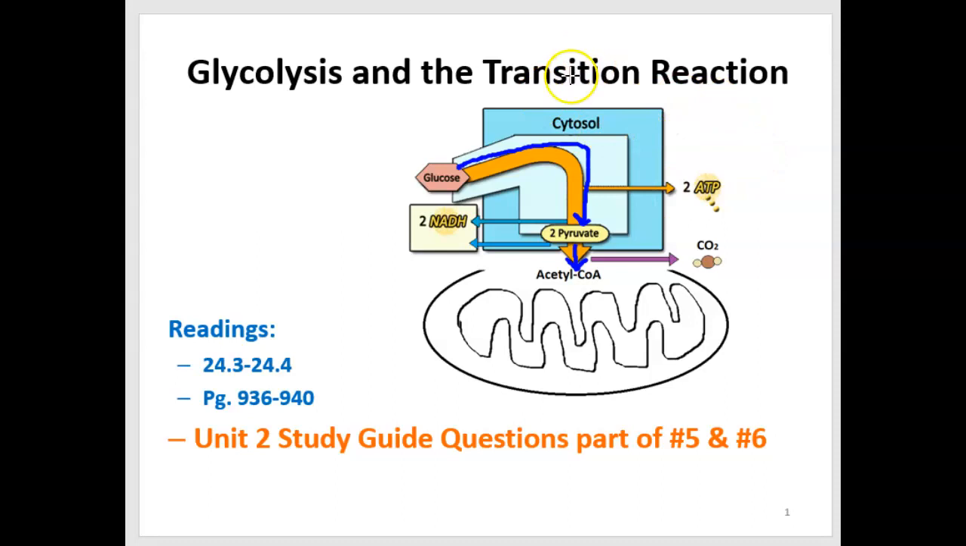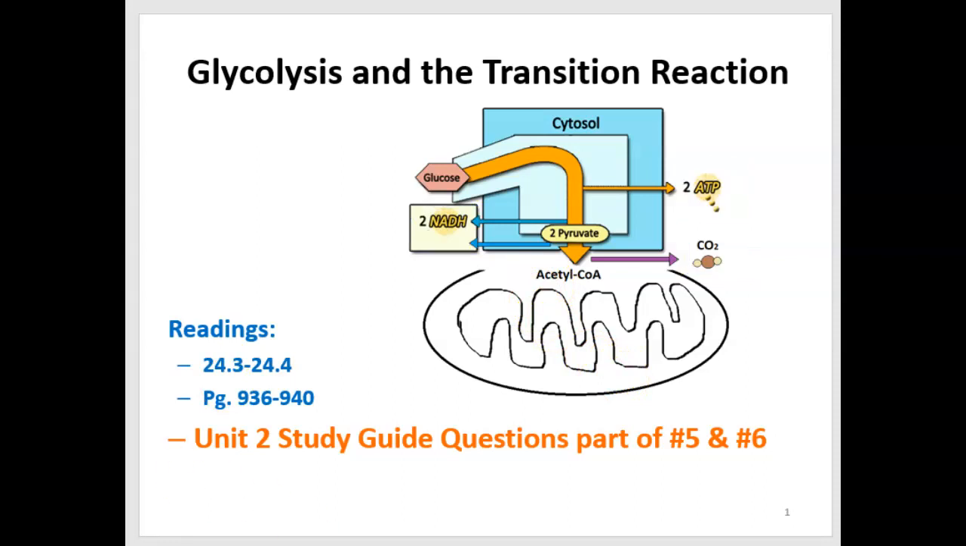I tried to depict with this cartoon that glycolysis happens in the cytoplasm, whereas the transition reaction, or step 2, happens in the intermembrane space of the mitochondria. Also noticeable on this diagram are some, I'm going to call them byproducts of the first two steps. Glycolysis produces a net of 2 ATP, and it produces NADH. And the transition reaction produces NADH and carbon dioxide in addition to this acetyl-CoA.